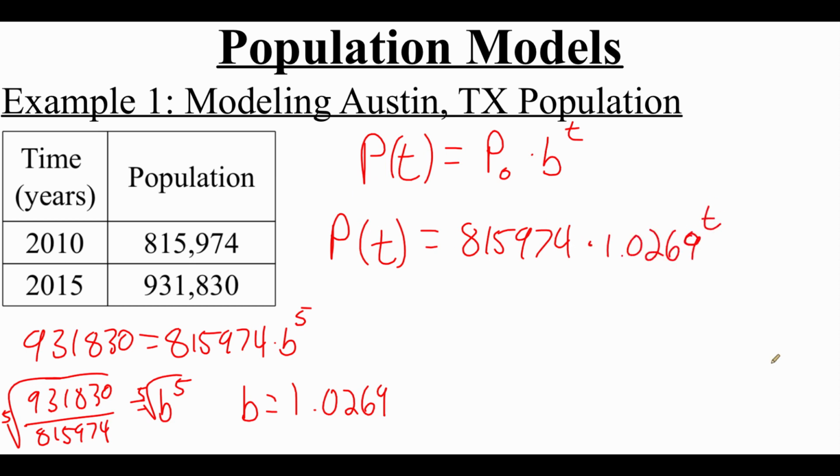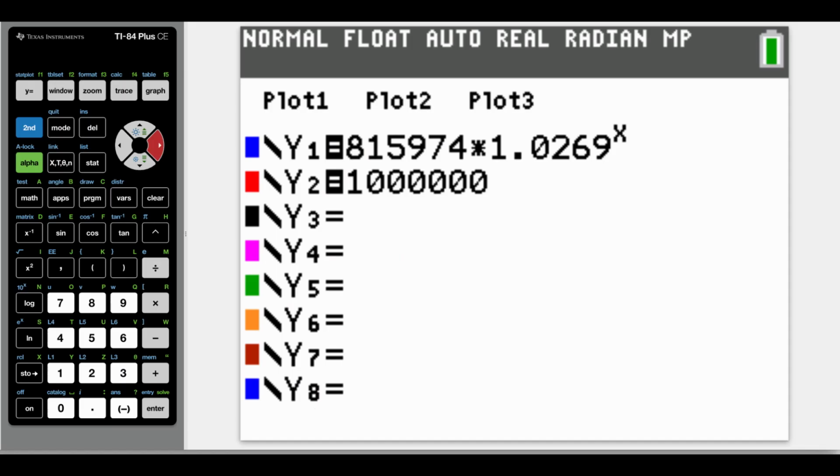Now I want to figure out when my population is going to reach 1 million, and I'm going to use my calculator to help me out. In my calculator, I have two equations typed in. I have that population model that we just came up with, and in my second equation, I have a million, since we're trying to figure out when this population is going to reach 1 million.